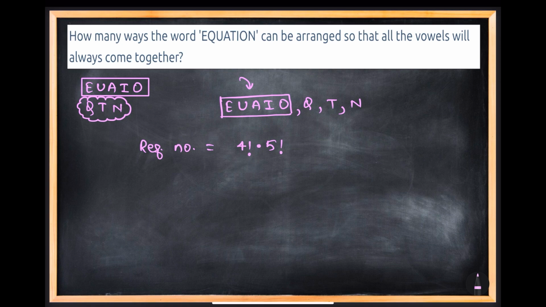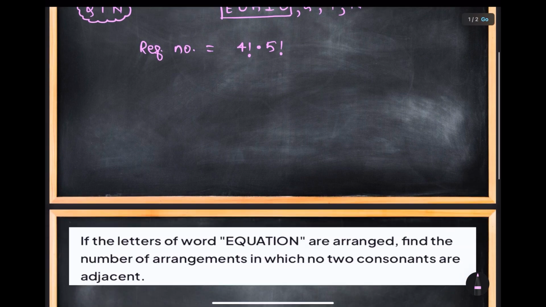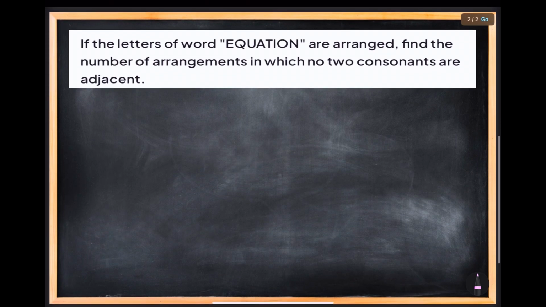So this is the number of ways in which we can solve this problem. Here there are certain elements which wish to come together, that's why we put them into a single box and treat that box as a single element. Now let's move on to the next illustration. If the letters of the word EQUATION are arranged, find the number of arrangements in which no two consonants are adjacent. So in this question, the consonants are having the problem.